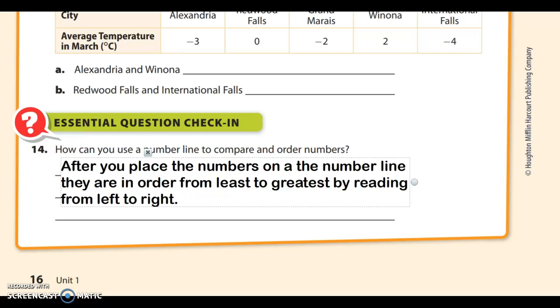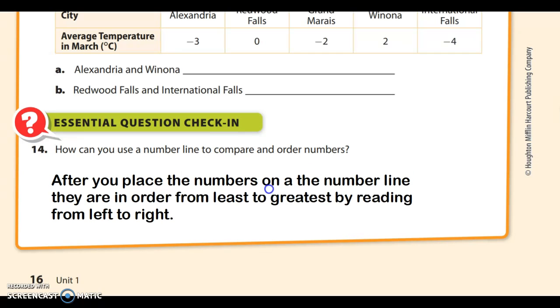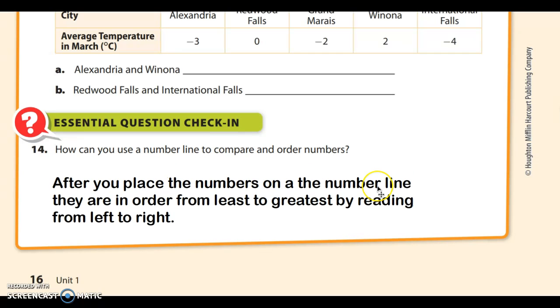Let me reread that and make sure it makes sense. After you place the numbers on a number line, they are in order from least to greatest by reading from left to right. That's a really good answer. Cool. Well, I'm happy to help you on those written ones. It's not always easy to come up with a well-written, coherent answer.